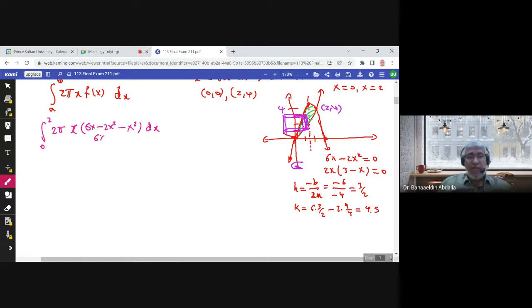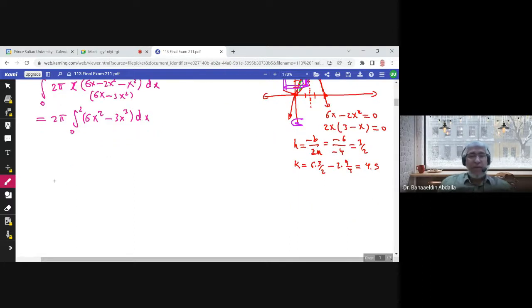So this is 6x minus 2x squared minus x squared will be minus 3x squared. So we will have 2 pi is a constant. I can take it out. And I will have 6x squared if I multiply this x, minus 3x cubed dx. And the answer would be 2 pi times, I have 6x cubed, the integral of x squared, over 3 minus 3x to the power 4, the integral of x cubed, over 4 from 0 to 2.